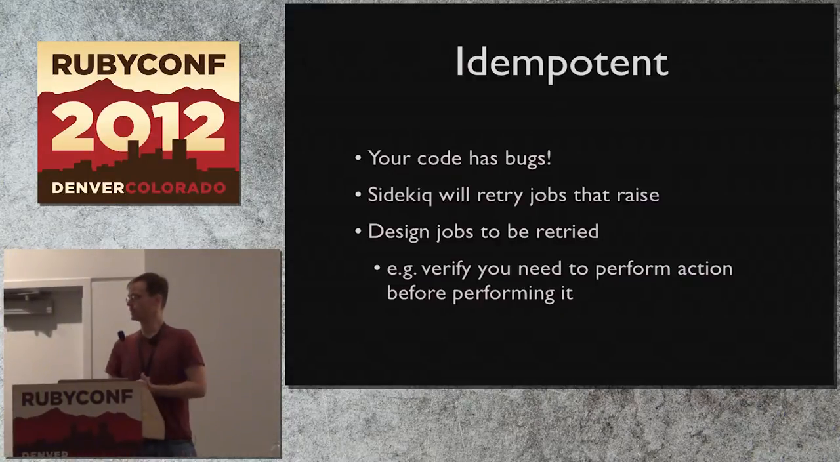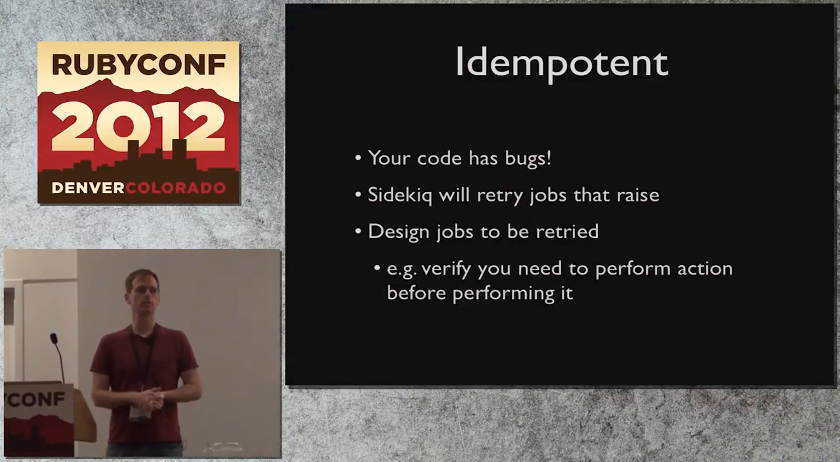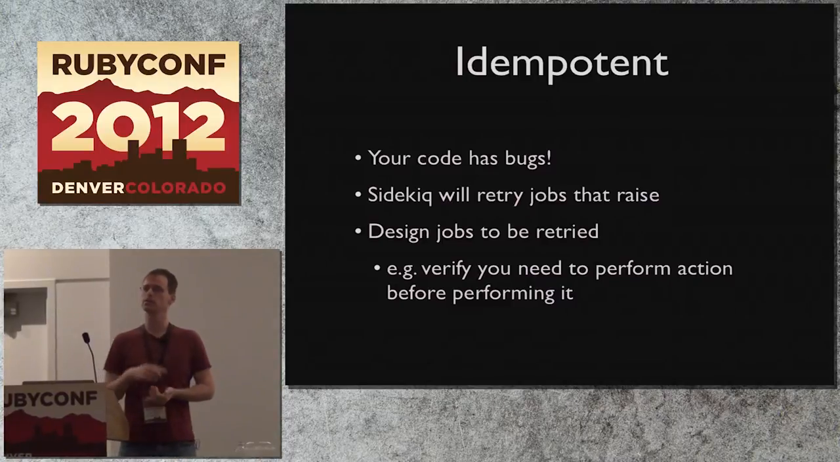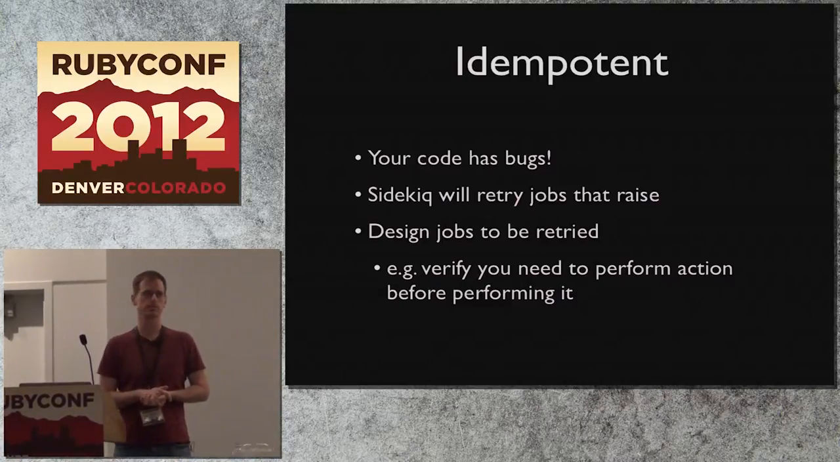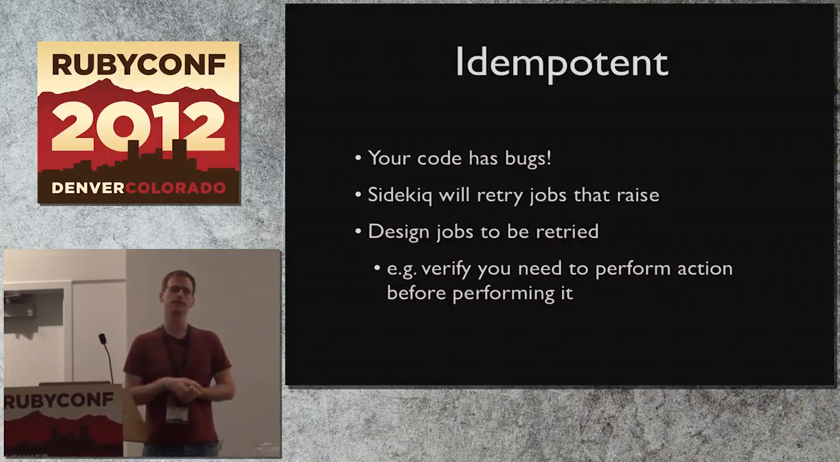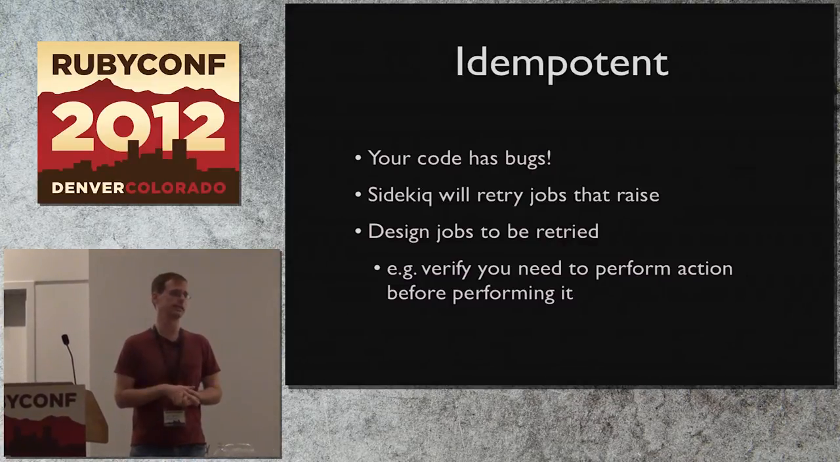So that means that you need to design your jobs with the idea in mind that this job could be executed many times. So if you're doing a non-idempotent action, you need to check to make sure you need to actually perform that action first.